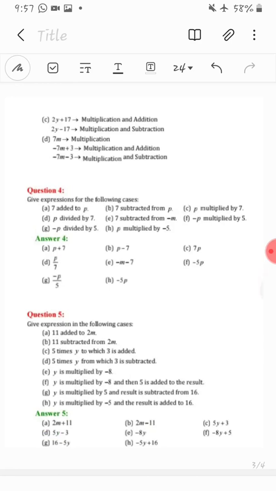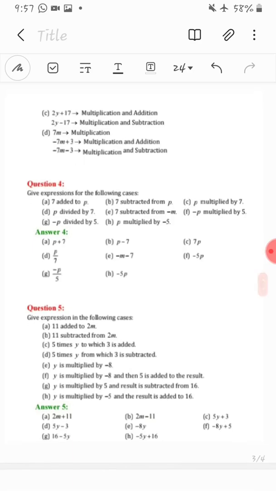Then D. P divided by 7. So P divided by 7. So P by 7. E. 7 subtracted from minus m. Minus m is already there. From there we are subtracting 7. So minus m minus 7.